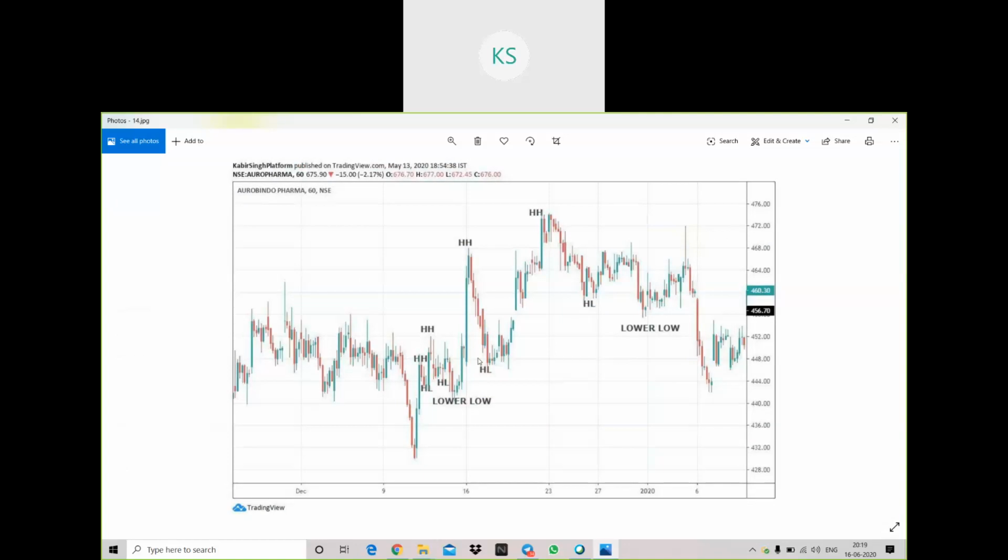See, from here the stock was in, we'll just see from here, it has made a higher high here, this was a higher low, this is a higher low, but now if you see this point, this higher low is broken and it has made a lower low here. So here you will exit from this.